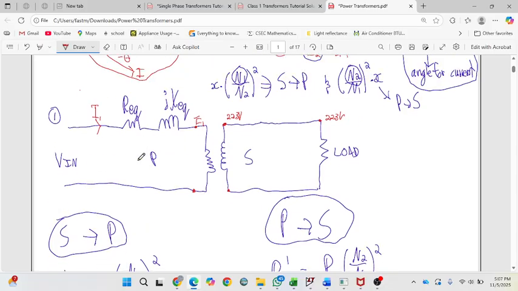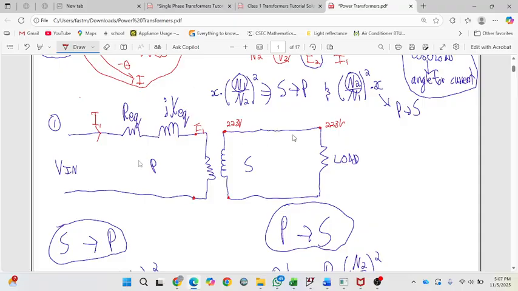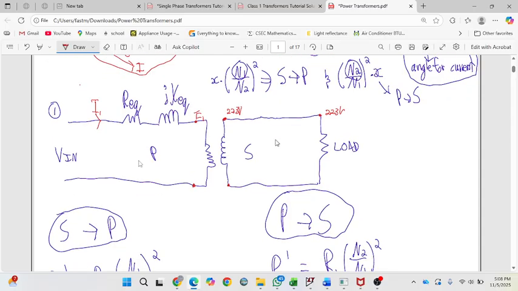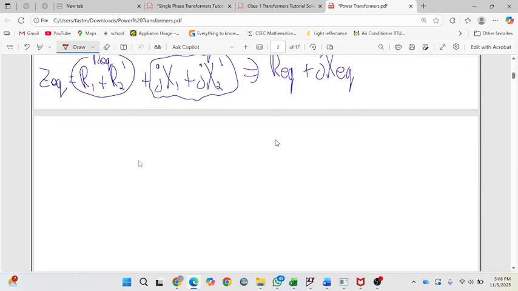Okay, same way if they had referred to the secondary side, which is referring the primary to the secondary side, that also makes the calculations a bit easier just on the primary side.